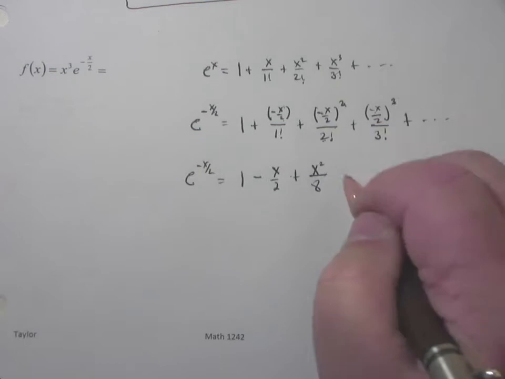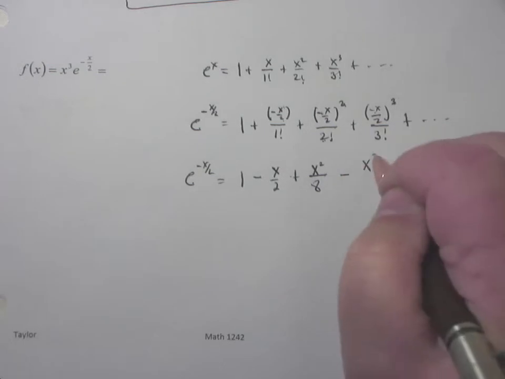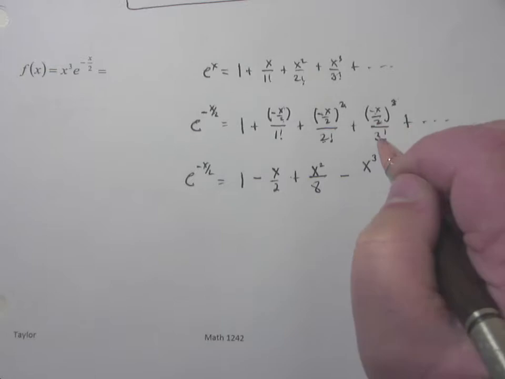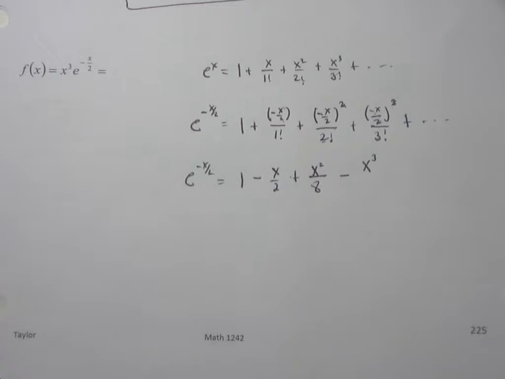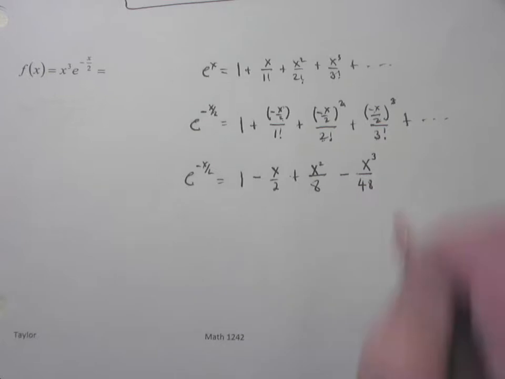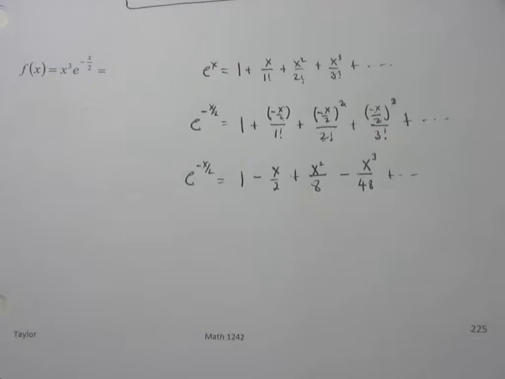Negative 1 cubed is back to negative, x cubed. 2 cubed is 8 on the bottom. 3 factorial is 3 times 2 times 1, which is 6 on the bottom. 8 on the bottom times 6 on the bottom is 48 in the denominator. Just showing you the basic math without actually using my calculator so much. Does that make sense? Clean it up, because you know this is calculus class.